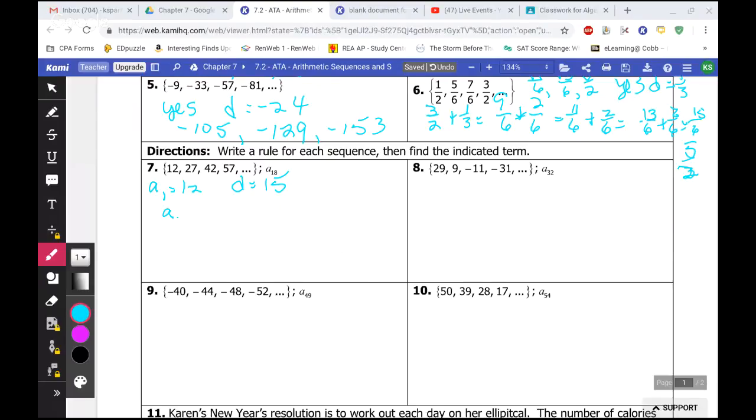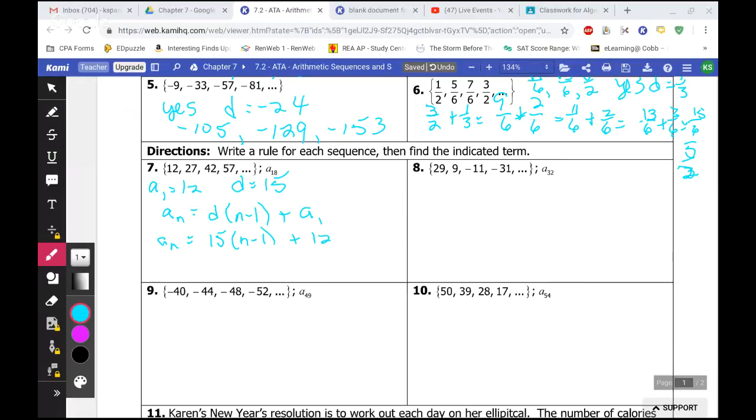Now the arithmetic sequence formula is A sub n equals D times n minus 1 plus A1. So let's just substitute in what we know. We do know the common difference. We don't know n minus 1 necessarily. But we do know A1 is 12.